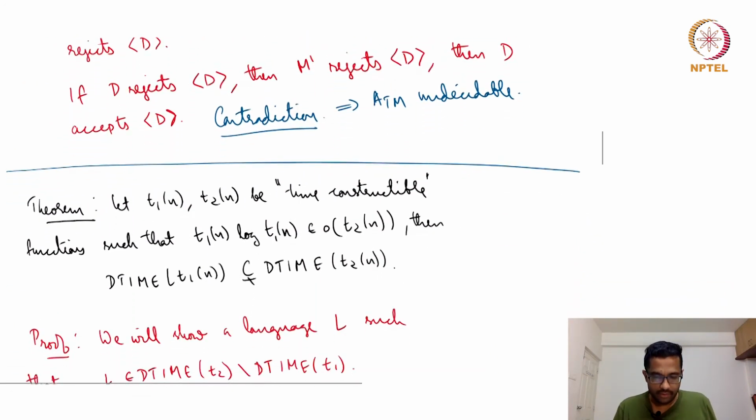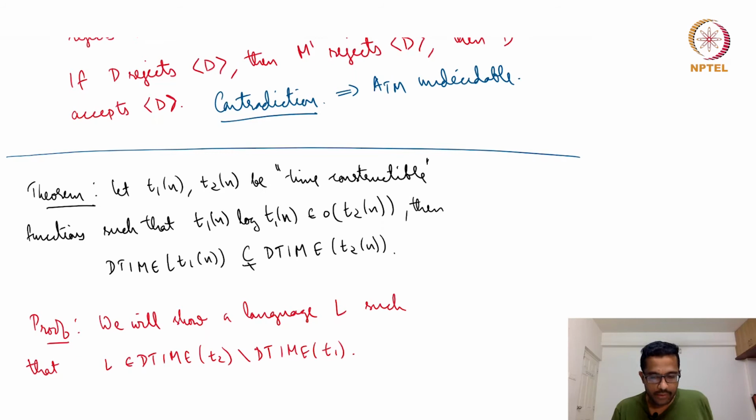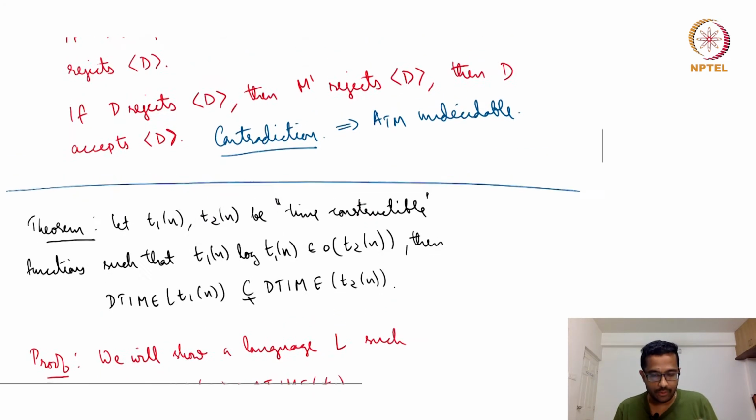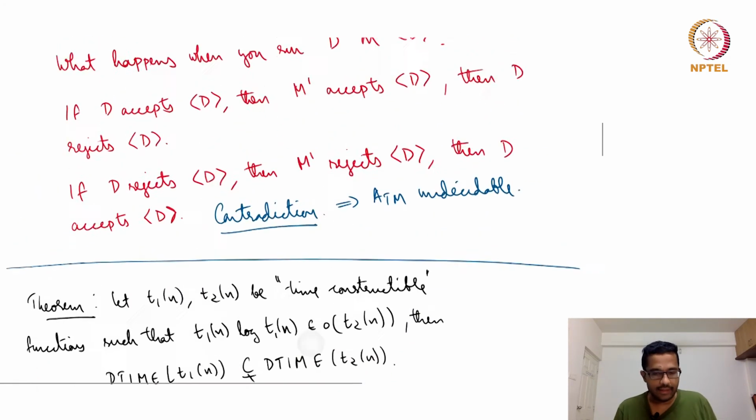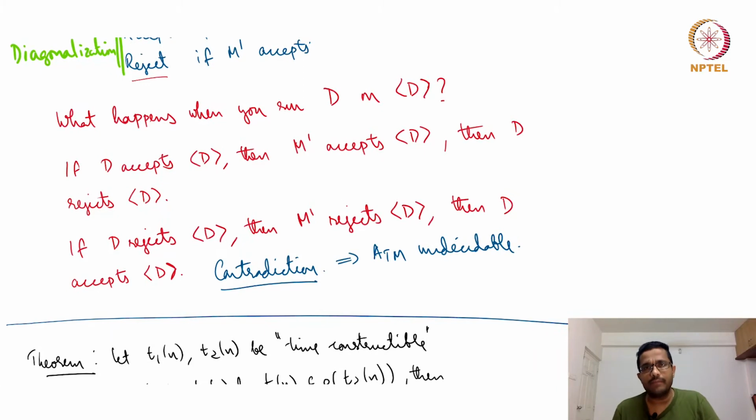Right? So let's now try to see what is the time hierarchy theorem. The time hierarchy theorem follows pretty much the same proof, except that we will bring in a time factor into this whole thing. So it will also follow diagonalization. It will follow pretty much the same theme, except that we will also start looking at the time, and we'll show a contradiction, right?